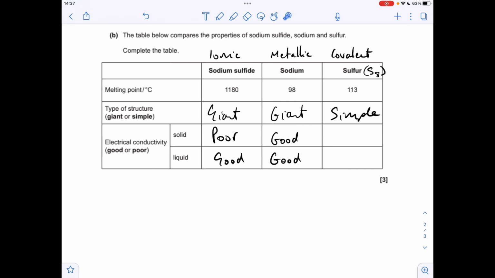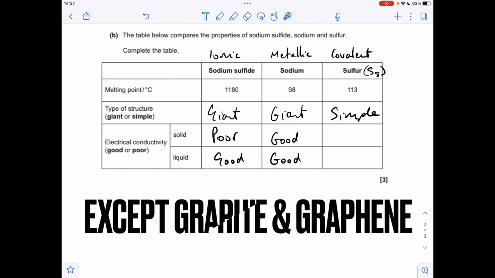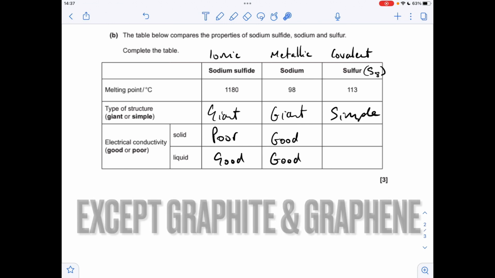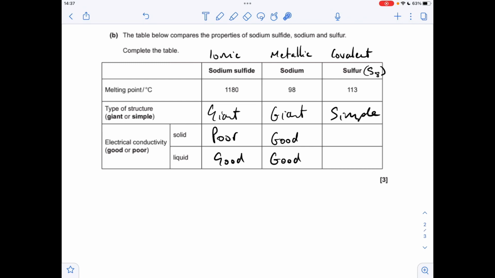Moving on to sulfur, covalent substances don't have any mobile charge carriers, they don't have any free electrons, they're all used up in the bonds, and they're not made from ions, so it's poor for both.